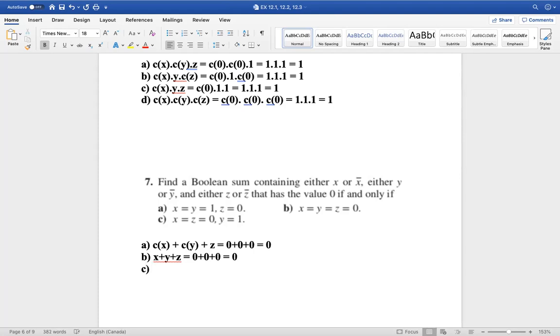The next one is x equals z equals 0, and y equals 1. Here we only need to take the complement of y to make sure that this evaluates to 0. So we have x plus z plus complement of y, which is 0 plus 0 plus 0, which is equal to 0.